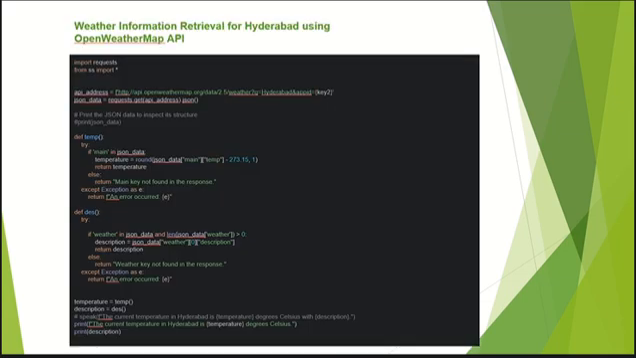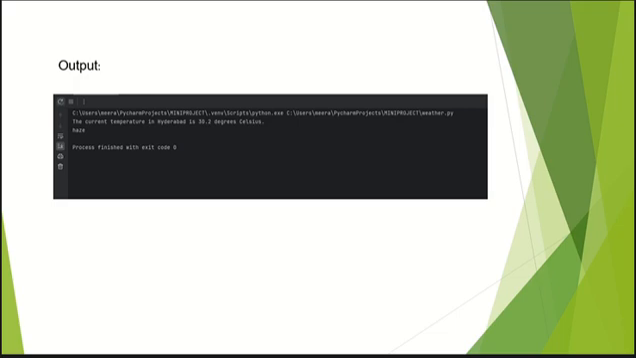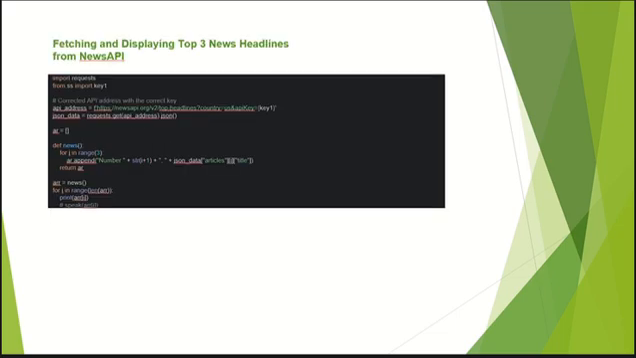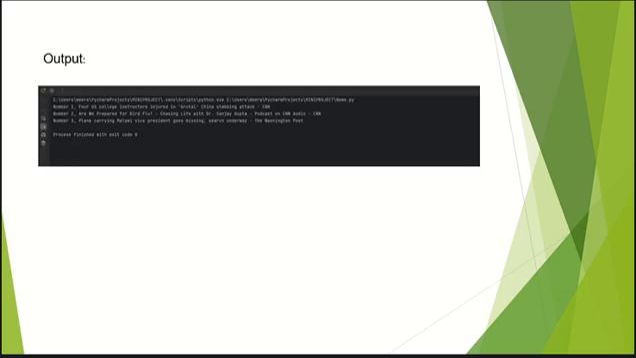Here we are retrieving weather information using Open Weather APIs. So this Open Weather API takes information from search engines like Google or Yahoo and displays the weather report that we required in this format. Now next we have displaying news headlines. For this we are using news APIs. The top three news will be displayed like this.